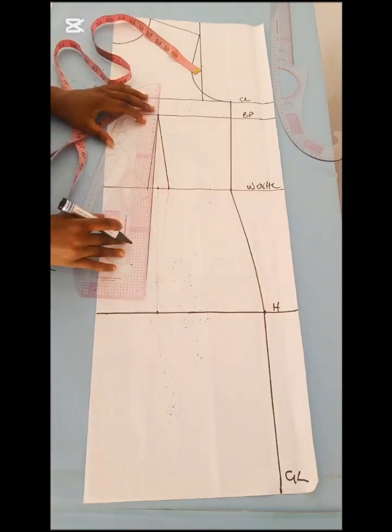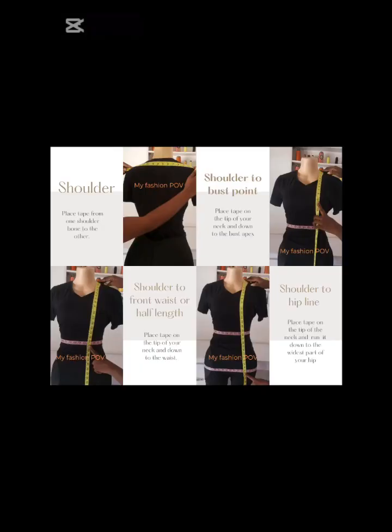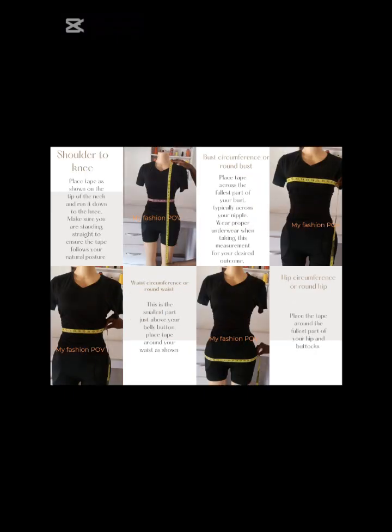So here are the required body measurements to draft a basic gown. For this tutorial, our shoulder measurement is 14.5. The shoulder to bust point is 10 inches. Our half length is 16.5. The shoulder to hip line is 25.5 inches. Shoulder to the knee line, or the gown length, is 36 inches. The bust circumference is 36 inches. The waist circumference is 30 inches. The hip circumference is 43 inches.